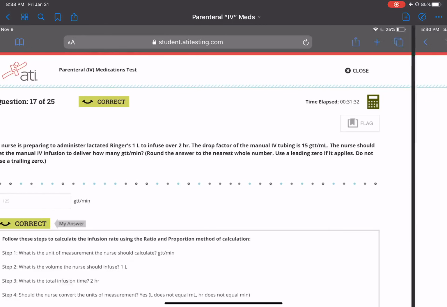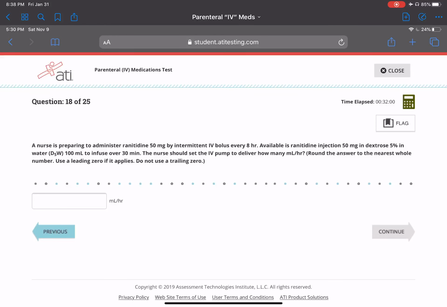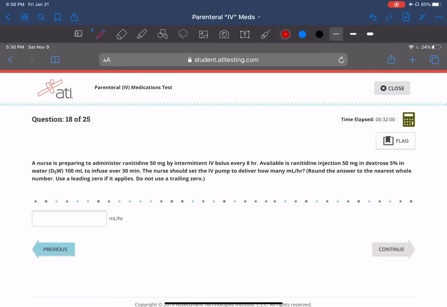And yeah, that's the right answer. All right, let's go to this next one. So this one is ml per hour again. This is one of the easier ones, I would say. They're looking for ml per hour. So what we need to do, go ahead and pause it and read the question.